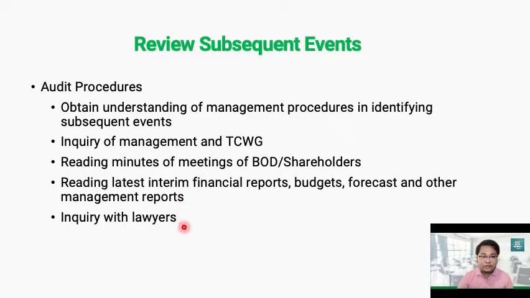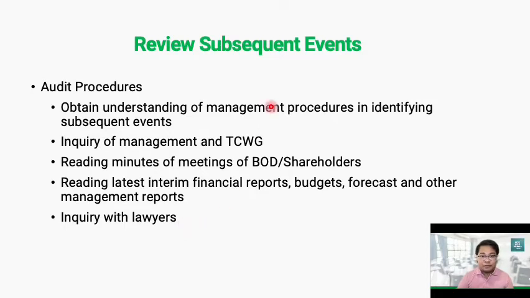Okay, so similar also with the previous procedure, we can also inquire from the legal counsel, send a confirmation to the legal counsel, to determine if any subsequent event could have an impact on the financial statements of our client.